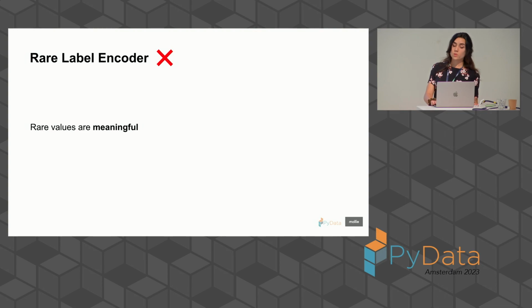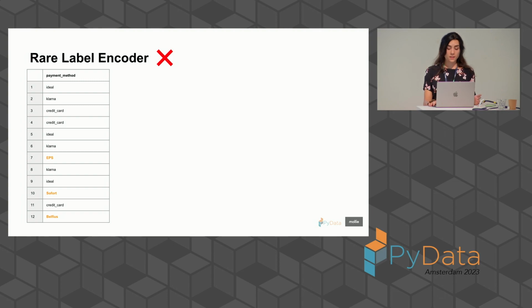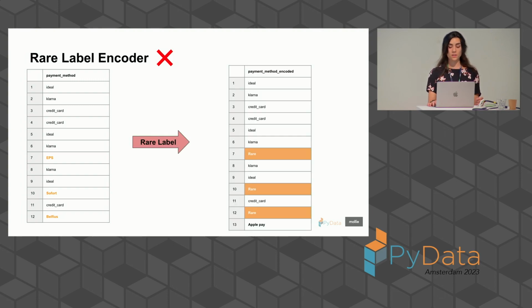Be careful to not use the rare label encoder, even if you have underrepresented values, if those rare values are meaningful. So let's see an example. Let's skip to the same example, right? So with the payment methods, let's say we encoded this with rare label, it's fine. And then in production, we see something like Apple Pay, right? So this is something that we've never seen on training data before.